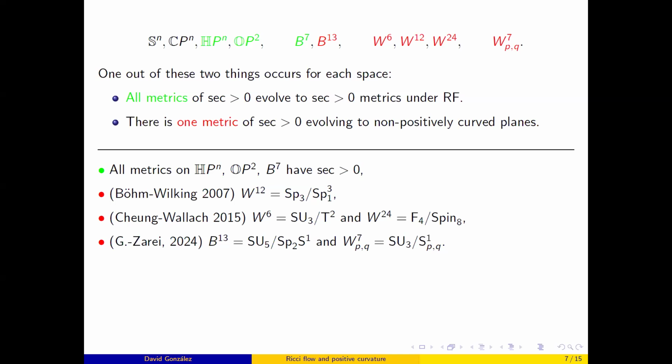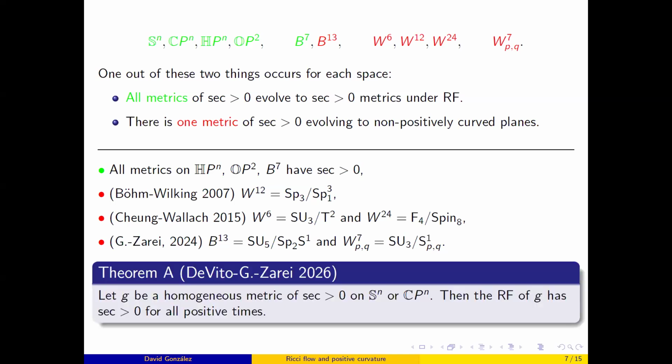So we wanted to complete the list. We wanted to see what happens with the remaining spaces, namely spheres and projective spaces. And this is the theorem, the title of the talk, and it's that they belong to the green class. So the statement is that if you start with a homogeneous metric of positive curvature on the sphere or the complex projective space, the Ricci flow of it has positive sectional curvature for all positive times.